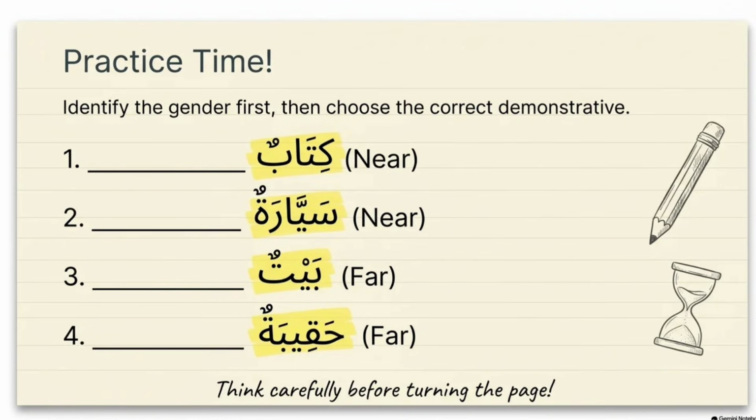Okay, practice time. I want to invite you to actively test your knowledge right now. I've got 4 words for you, and the distance is provided for each. Number 1 is kitab, and it's near. Number 2 is sayyara, and it's near. Number 3 is bait, and it's far. Number 4 is hakiba, and it's far. I'm going to pause for just a few seconds. Think carefully about the gender of each word, look for that magic letter, and then choose your pointing word. Go ahead, take a moment.